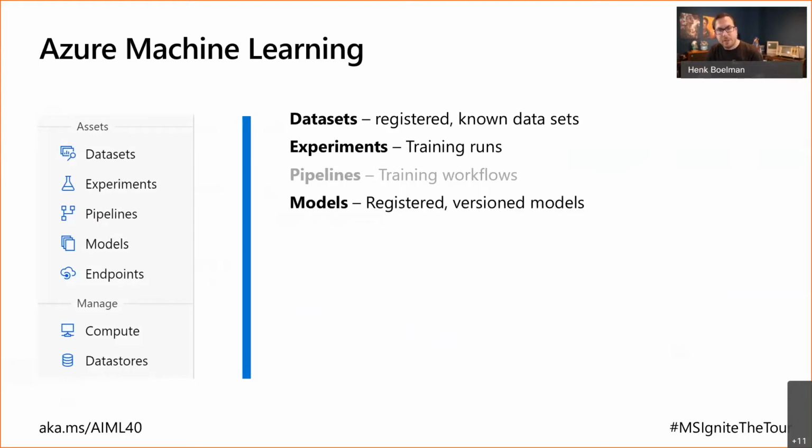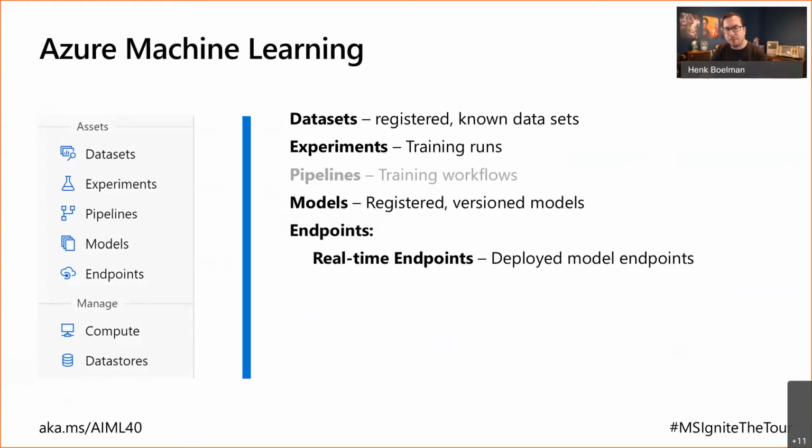Then there are models. This is the model management where you can register and version your model and everyone can pick them out. Then there are endpoints. The real-time endpoints, here you can find your deployed models. And there are pipeline endpoints. So if you have created a pipeline, you can publish a pipeline and you can kick it off with an easy API call.